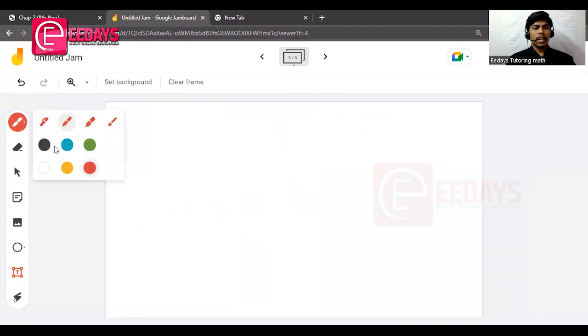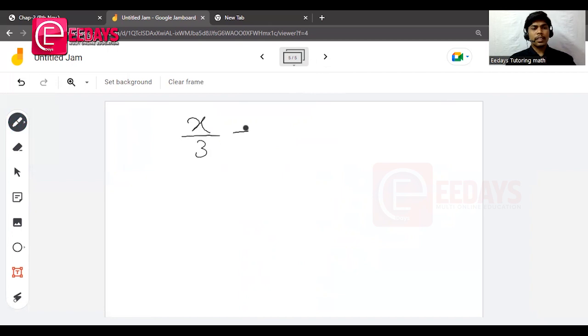All right, okay, if I give you like this, x by 3 plus 1 by 6 minus z by 12. Now what to do when three terms are given? Okay, x square here, z. All right, how can you do this? Ignore the numbers first. You just do the LCM here.